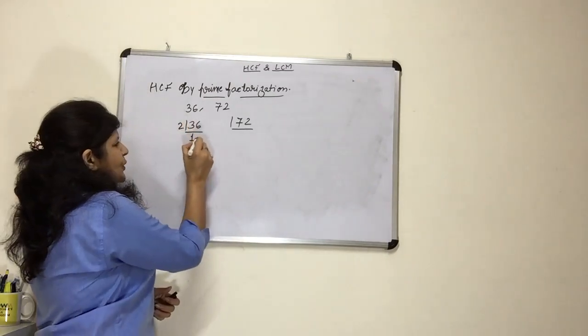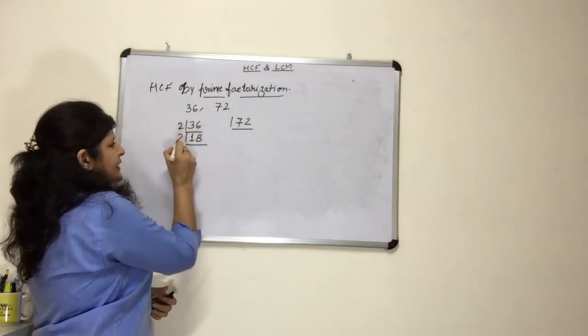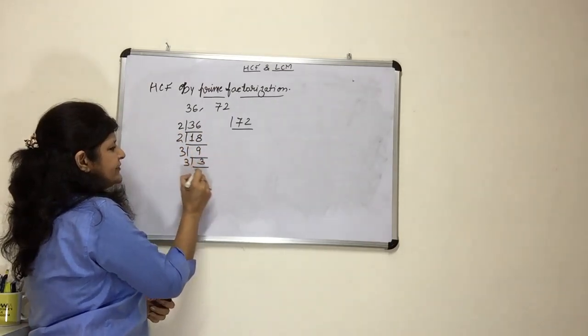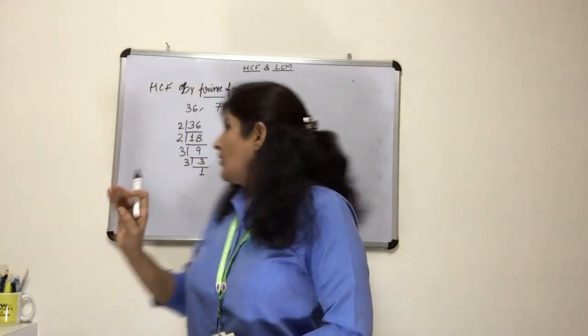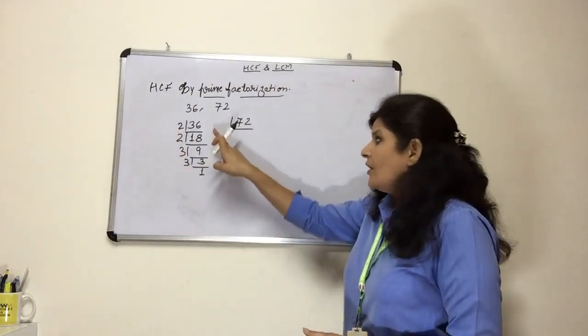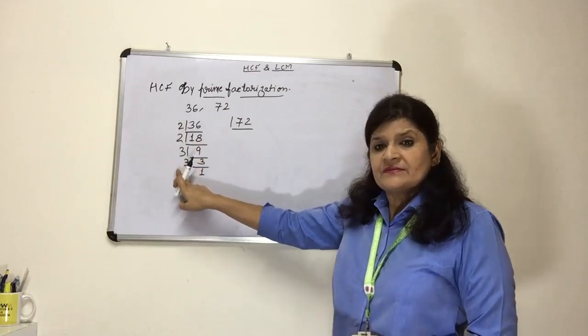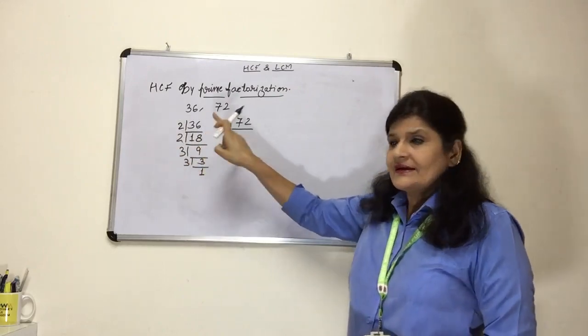So 2 ones are 2, 2 eights are 16, 2 nines are 18, 3 threes are 9 and 3 ones are 3. So these are all the prime factors of 36, the prime numbers by which we have divided this 36.